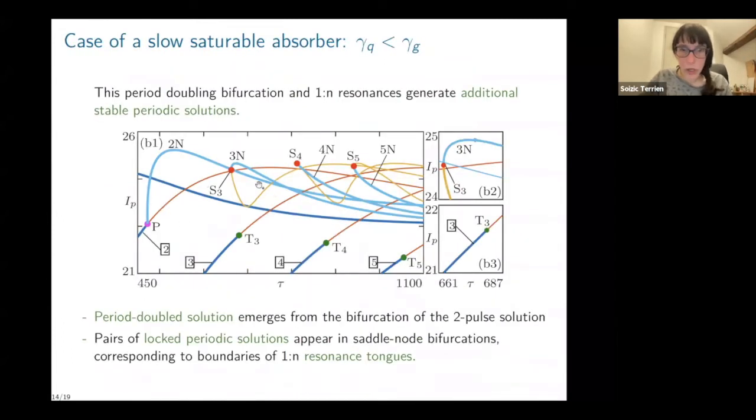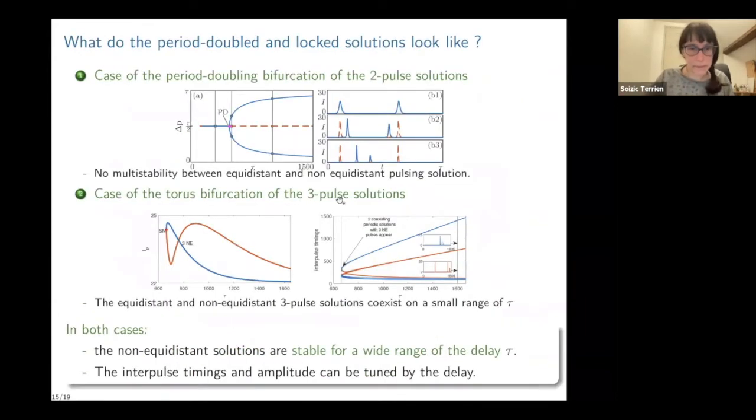we have a small range of coexistence of the non-equidistant pulsing pattern and the three equidistant pulsing patterns, which means that for a specific range of the delay time, depending on the initial conditions, when we give three perturbations, which correspond to three pulses, we can go either to an equidistant pulsing pattern or to a non-equidistant pulsing pattern. So this will depend on the timing and amplitude of the initial perturbations.